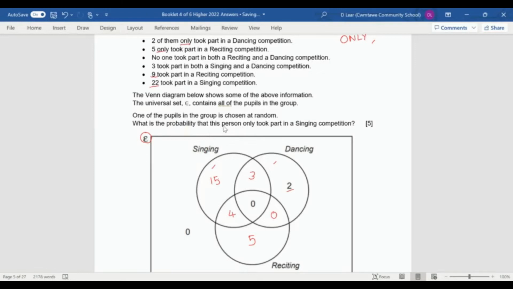What is the probability that this person only, there's that word, so not took part in singing, only took part in singing, sorry. So that is those 15, okay? But the probability of choosing that person at random is 15 out of, add these all together, 15, 18, 20, 24, 29. And unless it asks you to simplify your answer, you can leave it like that. In this case, it couldn't be simplified anyway.